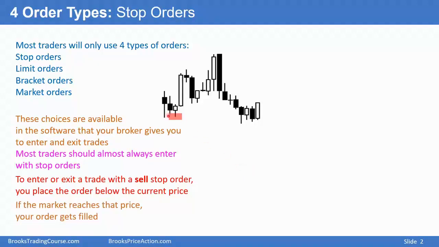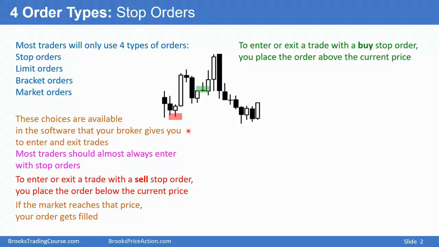Again, if the market reaches your order, it does not have to go through your order, it just has to touch your order. It becomes a market order and you will get filled. Rarely, if you're trying to enter or exit with a sell stop, the market will hit your stop and then bounce and you'll get filled at a better price than your stop order.